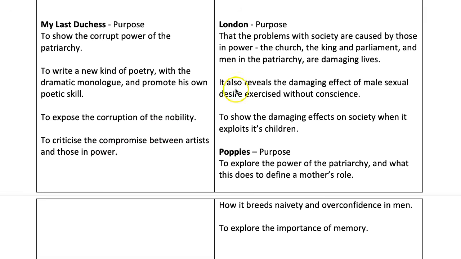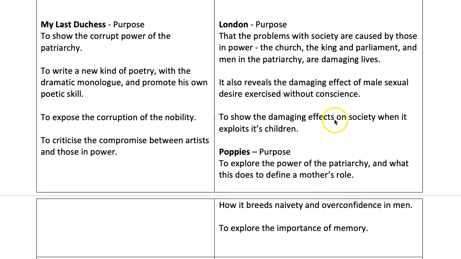power. Well, if we go further into London, we can see that this is also about the damaging effect of male sexual desire exercised without conscience. And you saw that in the description that I told you about the effect of prostitution and sexually transmitted diseases. And what's interesting in My Last Duchess is there's no reference to any kind of sexuality at all. And so there's an opposite going on here. His power is all about ownership and not about sexuality in any way. In fact, I'd even argue that he doesn't even like women. But anyway, you'd need to go into my video on My Last Duchess to understand that.